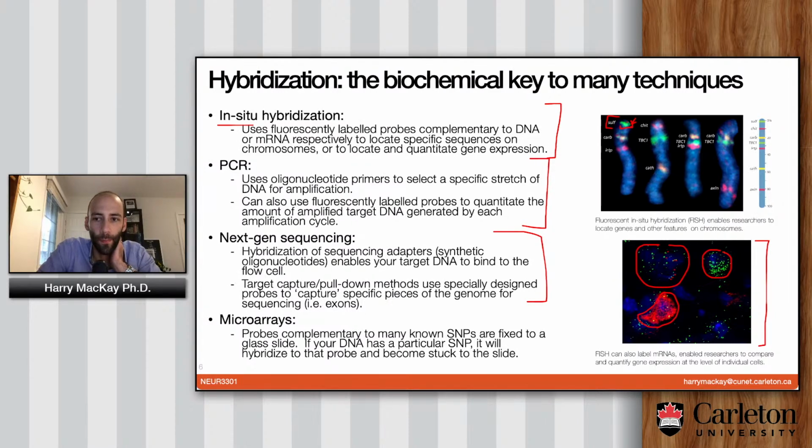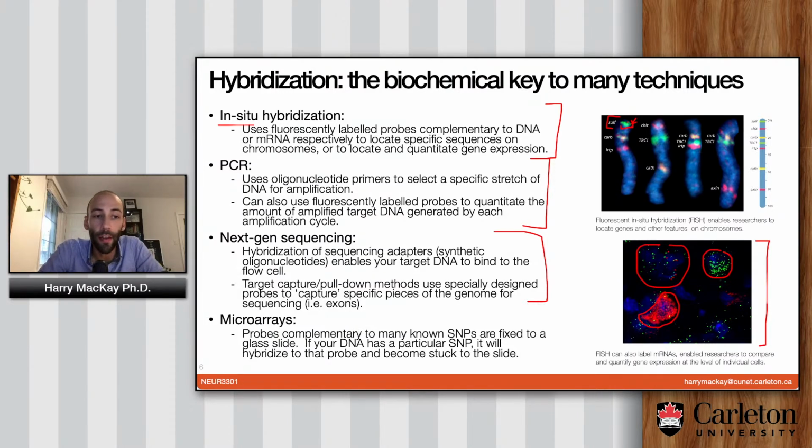Next generation sequencing is the main topic we're covering today. This uses hybridization in the sequencing adapters. These are synthetic oligonucleotides that you attach to your chopped up sample DNA that enable the pieces of DNA to stick to the flow cell, and there's other parts of it as well that help you purify target DNA sometimes, and so forth. But anyway, hybridization is used a fair bit in next-gen sequencing as well.